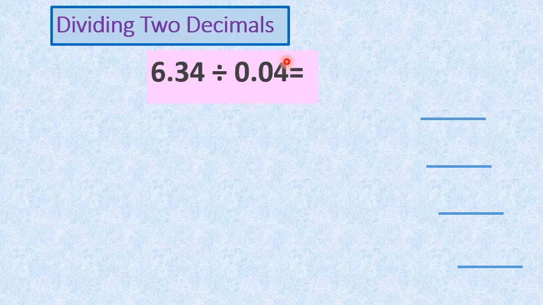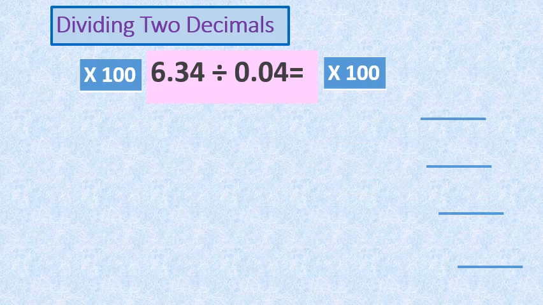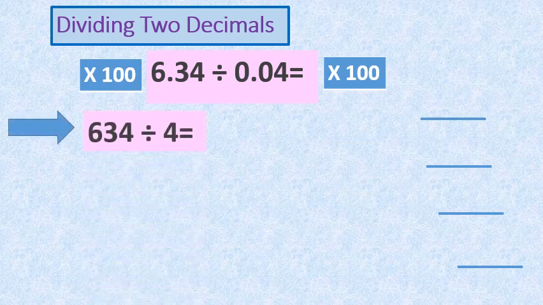The last example, we are still in dividing 2 decimals, and we said, shall we keep this question like that? No, we have to change the divisor into a whole number. So we have to move the decimal point how many places? 1, 2. 2 places means 100. So times 100, times 100. So the numbers would become 634 divided by 4.